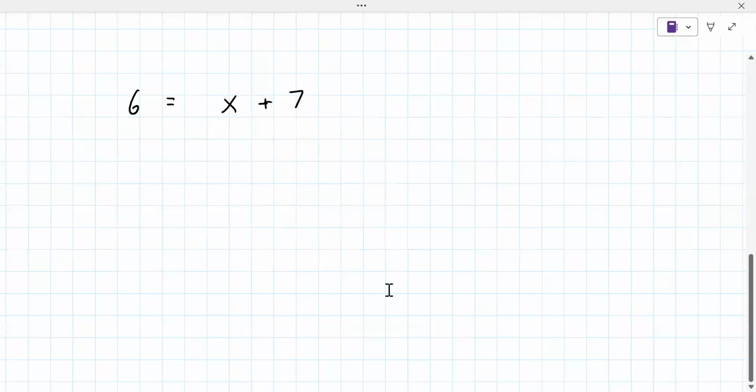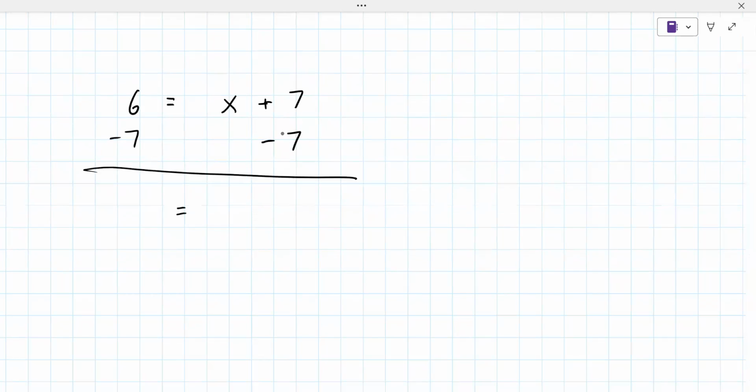Why wouldn't you come back to the original and subtract 7? Because you have to undo from the side with the variable. What is 6 minus 7? -1. -1 equals x. All right, let's try another one here.